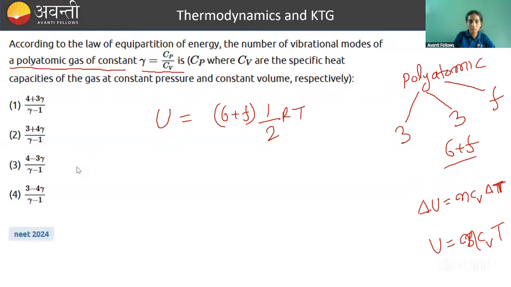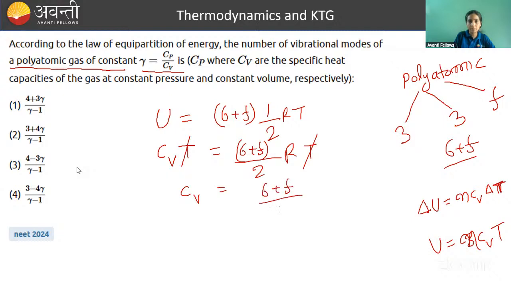So here Cv T is equal to how much? 6 plus F by 2 RT. Okay? So this T will get cancelled. We are getting here Cv. Cv is equal to what? 6 plus F by 2 R.